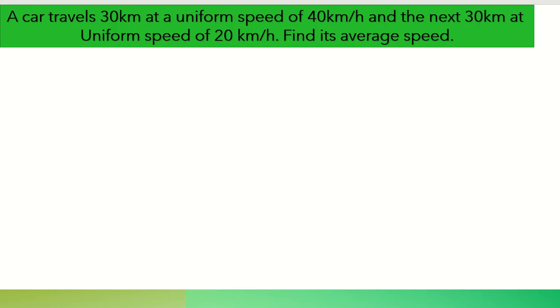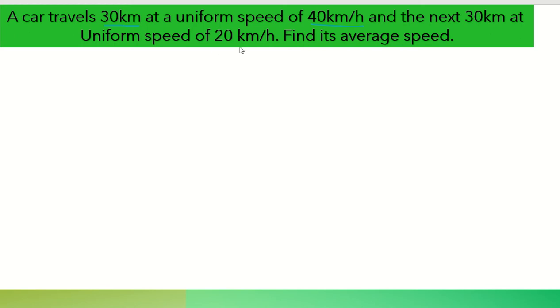Now let's do another question. A car travels 30 km at a uniform speed of 40 km per hour, and the next 30 km at a uniform speed of 20 km per hour. Find its average speed. So once again, a car travels 30 km at a uniform speed of 40 km per hour, and the next 30 km at a uniform speed of 20 km per hour.